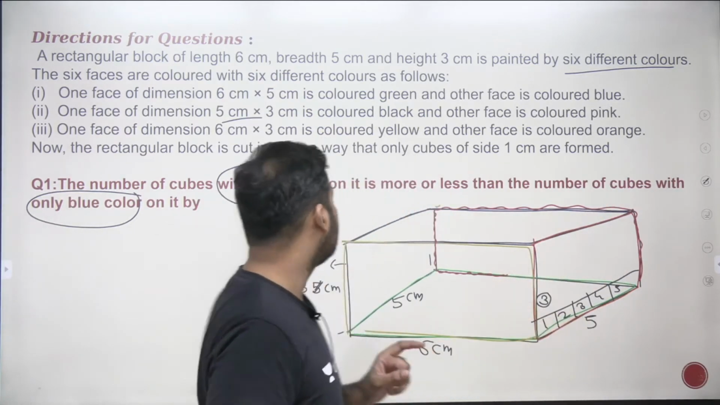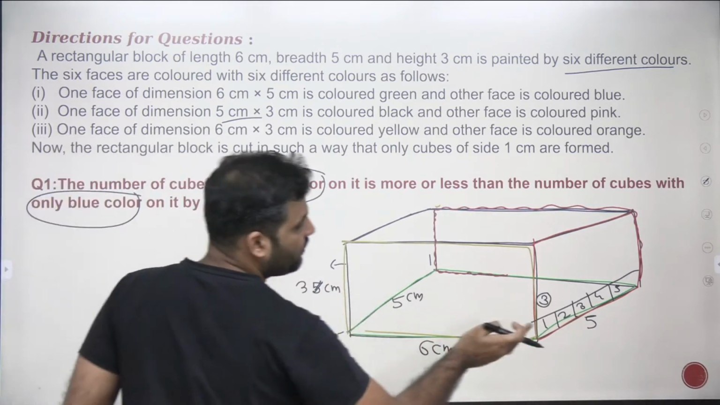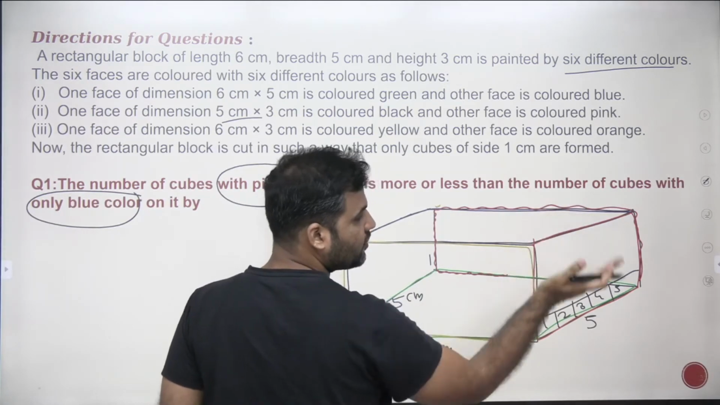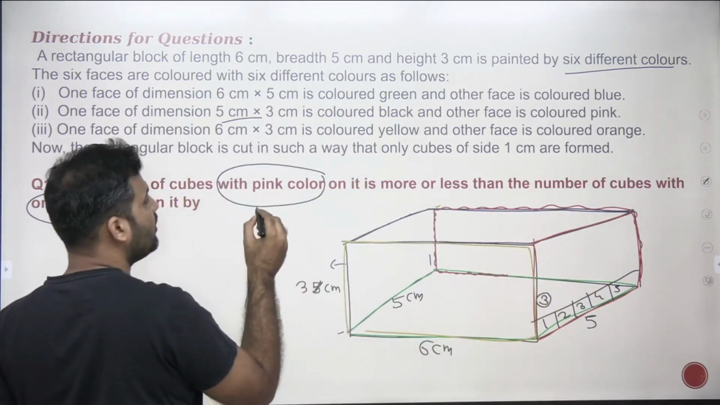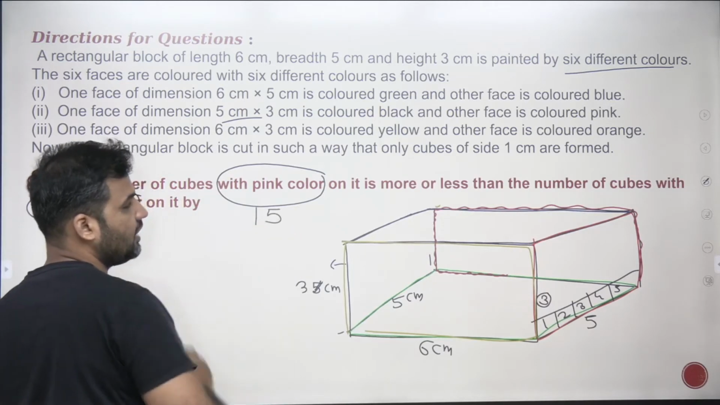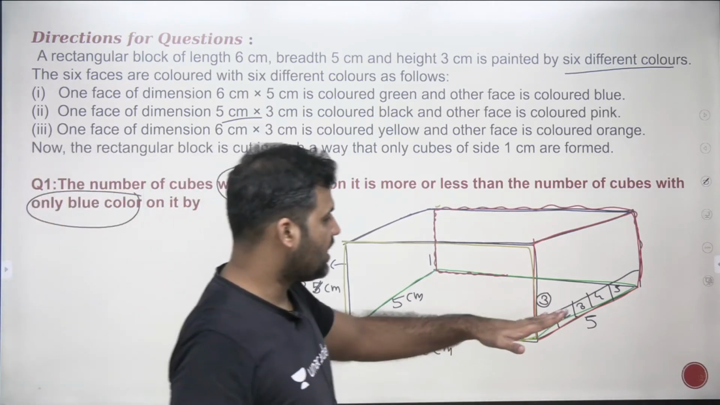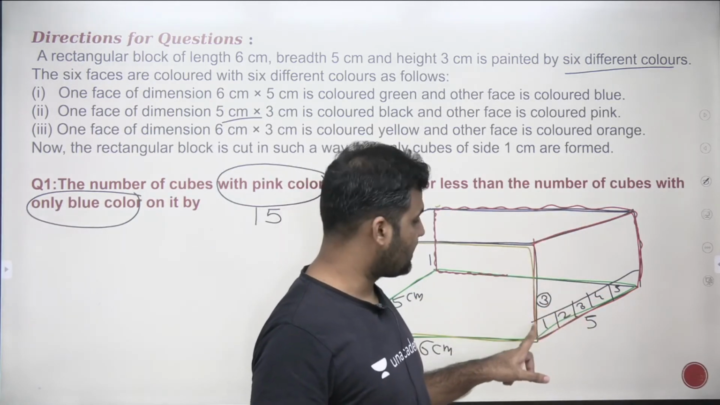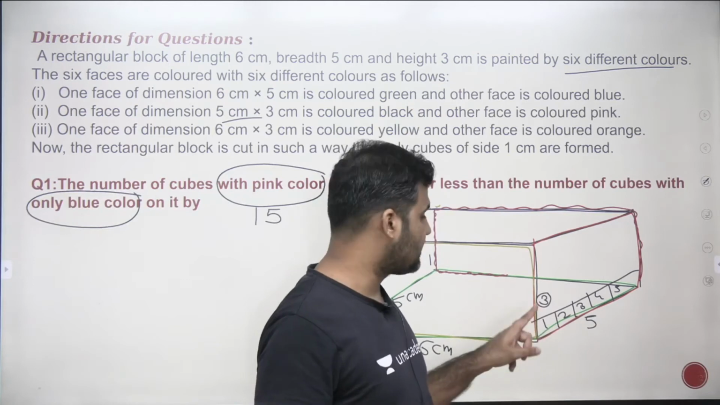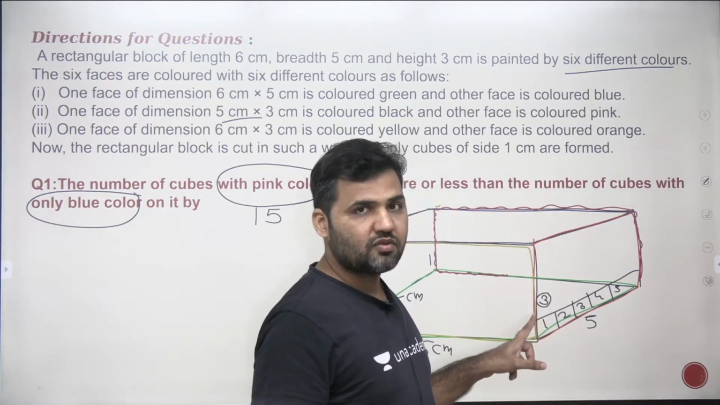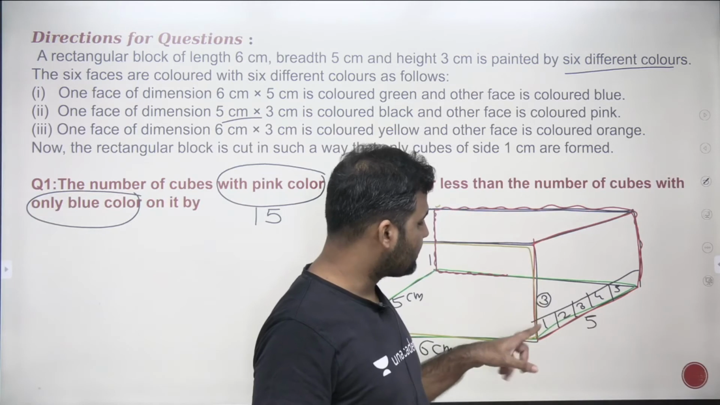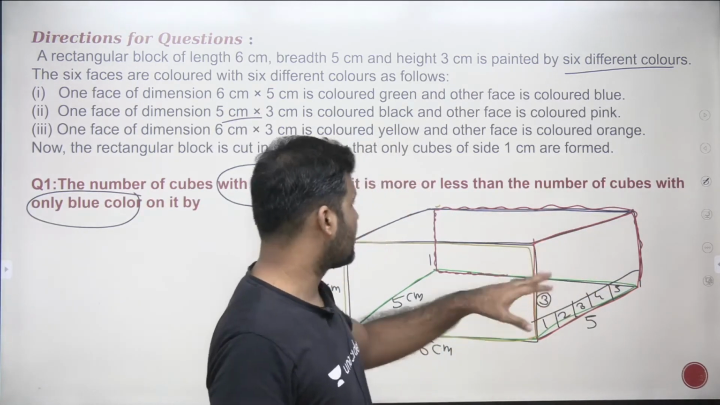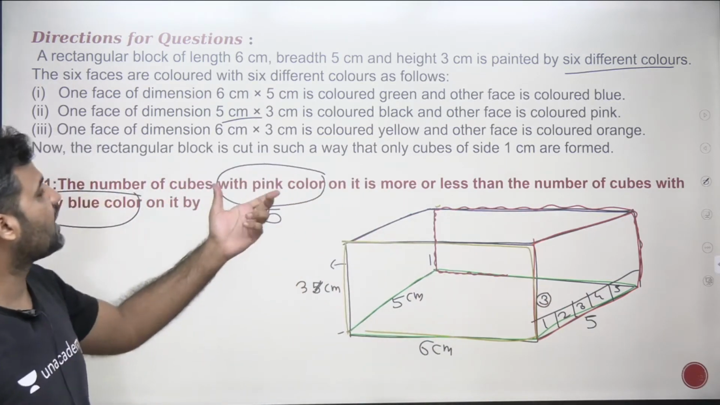So 5 into 3, the number of faces, right? There will be 3 such layers of 5, 5, 5. The number of cubes with pink color on it will be 15. The cube that you are cutting out is of 1 centimeter length, width and height. The height is 3 centimeters, so I'll be able to cut 3 layers of 5 cubes. In total, I'll get 15 cubes with pink color on it.